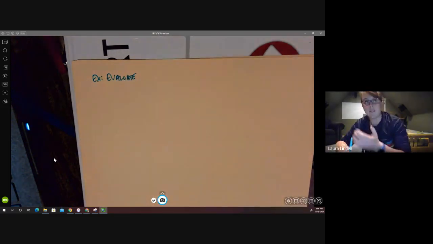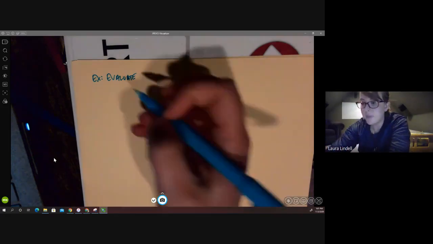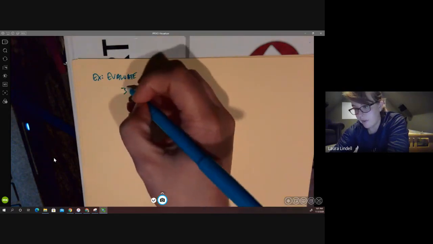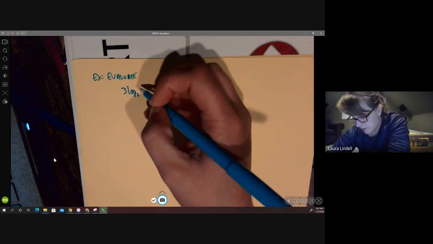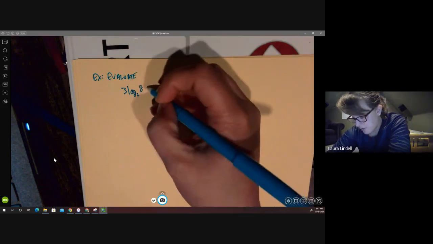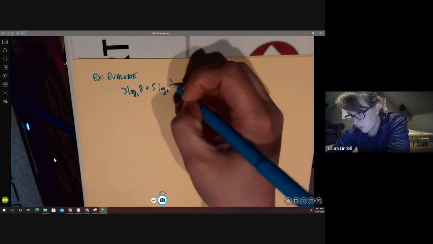So first of all, we did talk about when you evaluate logs, if all of the information is given already, there's no variables or anything, you can just stick it into a calculator. That does work. This is another way that you can do it, especially when you have numbers that work out nicely together. So we have 3 log base 2 of 8 plus 5 log base 2 of 1/2.